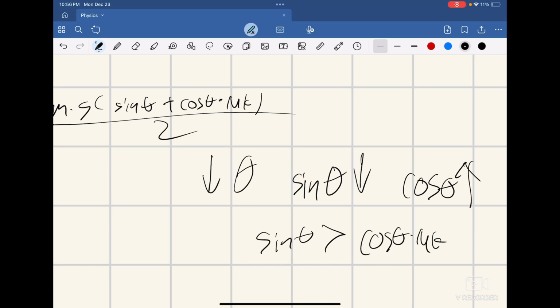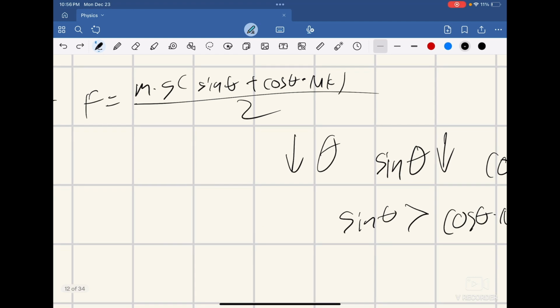And we can assume this because mu k is never greater than 1. Therefore, it's always going to have less impact than sine theta because mu k is basically nerfing cosine theta. So since sine theta is always going to be greater than cosine theta times mu k, sine theta is the thing we will mainly focus on.